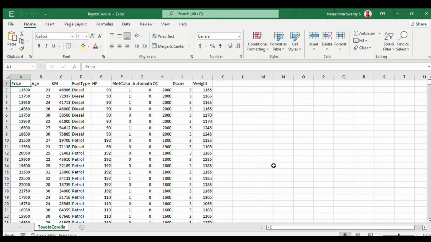And next, a very important attribute is HP, the horsepower of the car, and next we have whether the car is automatic or manual, and the next column represents the CC of the car. The next attribute is doors, the number of doors of the car, and the weight column represents the weight of the car.